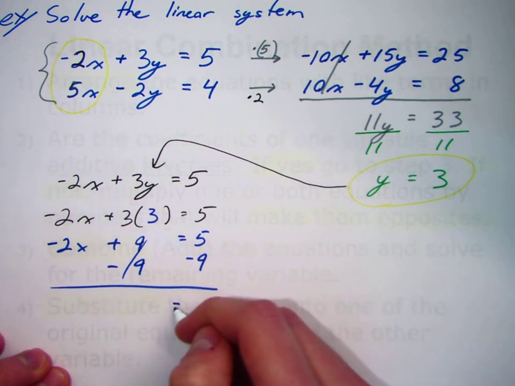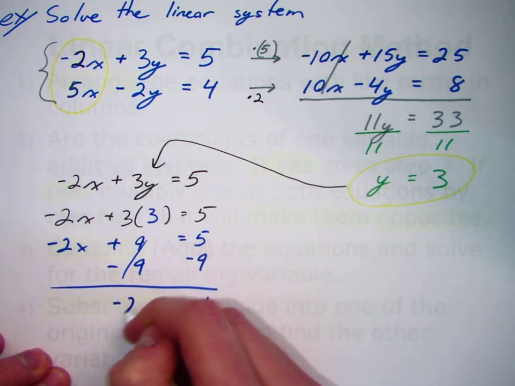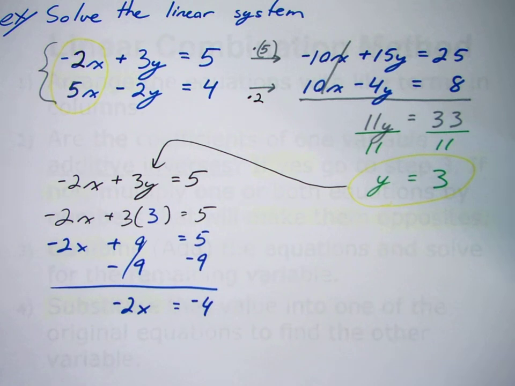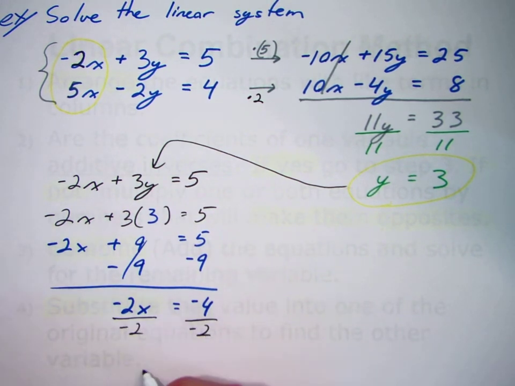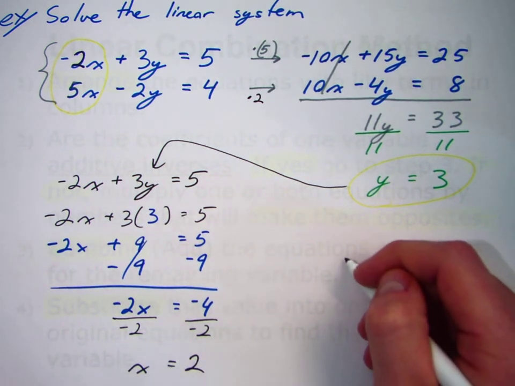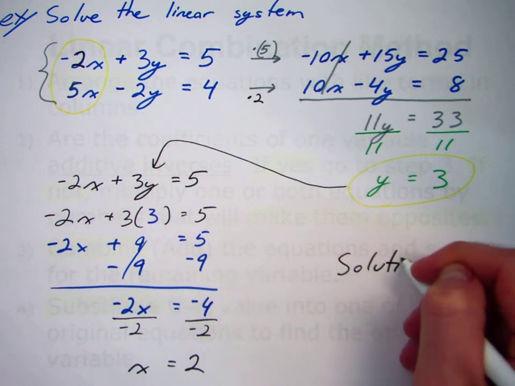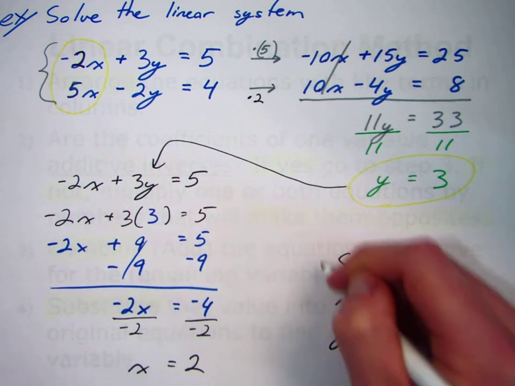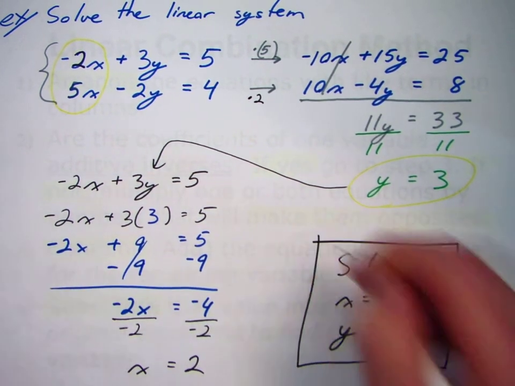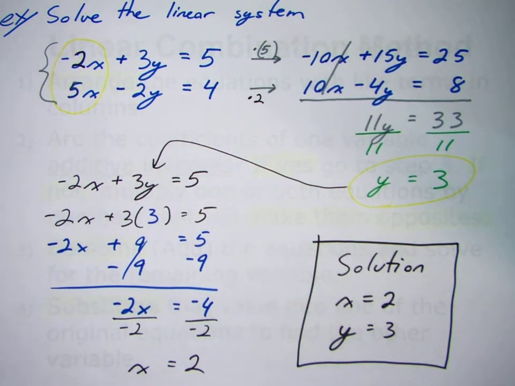Five minus 9 gives us negative 4. You have negative 2x here. And we divide by negative 2 on both sides. And we get that x equals 2. So our final solution is x equals 2 and y equals 3. And if we wanted to check that, we could substitute those numbers into the original equations, but I'll show you that later.